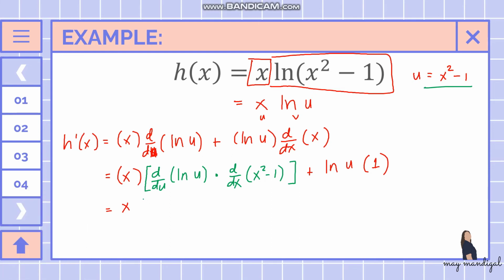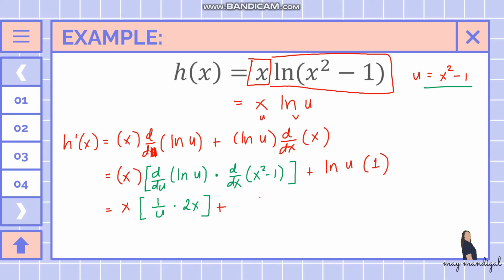So the derivative of ln of u. So just think of u as x. So ln of x. What's the derivative of ln of x? That's 1 over x. But since the variable is u, let's just write 1 over u. Times, and then this one, the derivative of x squared minus 1 is 2x, using the power rule. And then just write the remaining terms.